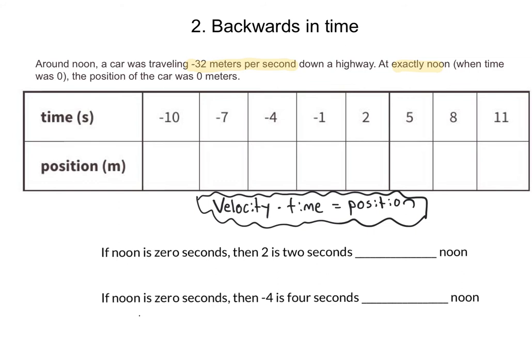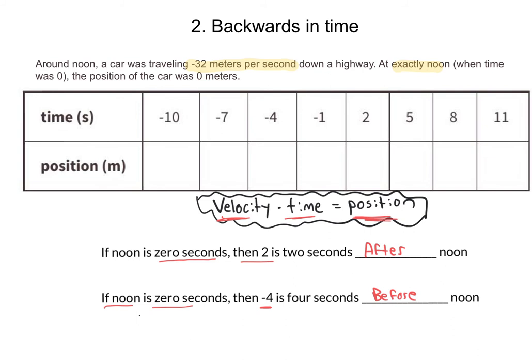So we know if noon is 0 seconds, then 2 is going to be 2 seconds after noon. And if noon is 0 seconds, then negative 4 is going to be 4 seconds before noon. So we already have this velocity, and let's remember that velocity times time equals position. So we can just start using some calculations to find this out.